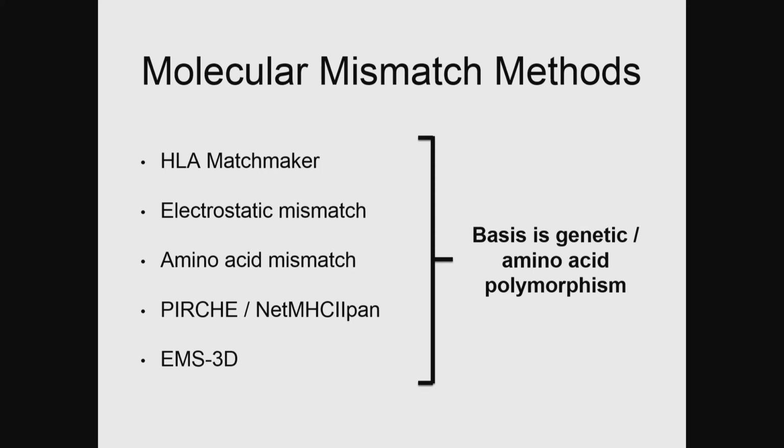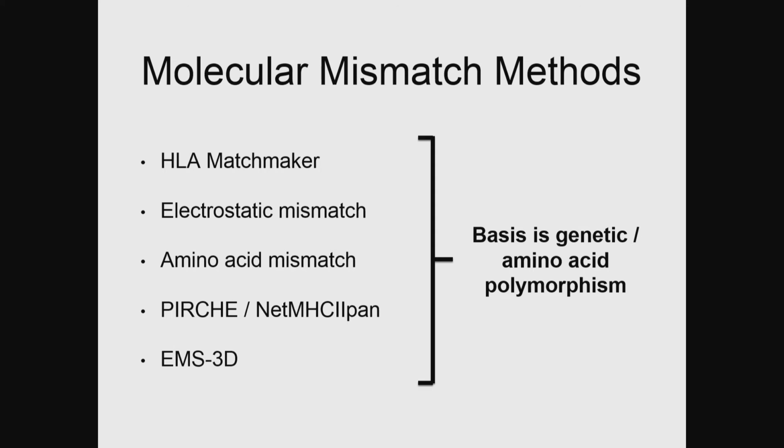And so electrostatic mismatch really refers to quantifying the physiochemical properties of the amino acid side chains on the amino acids that are mismatched. And he's developed a way of converting that into a score that then can be compared. Amino acid mismatch is exactly as the name suggests, just counting up the number of amino acids that are different.